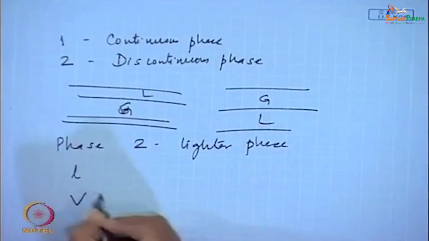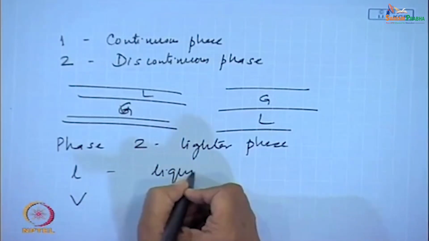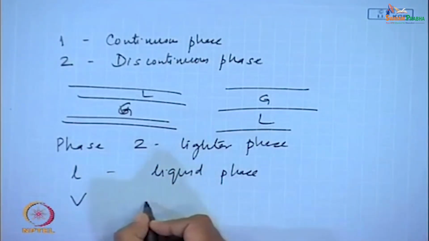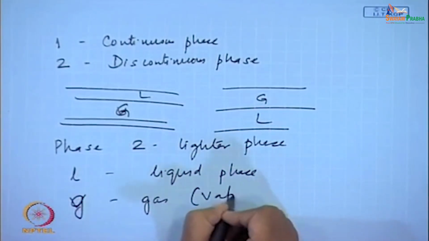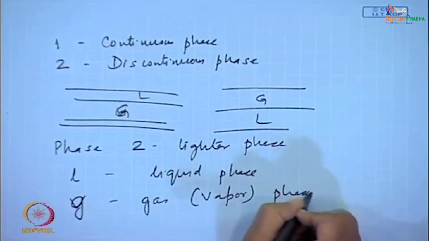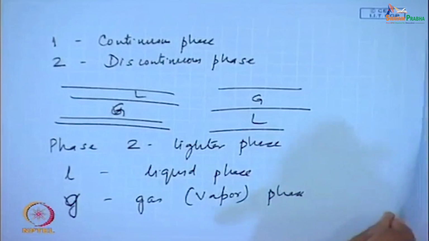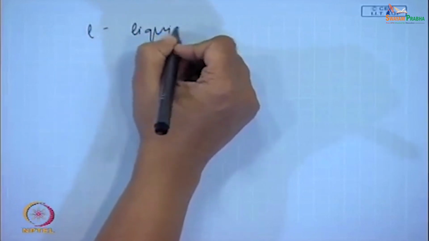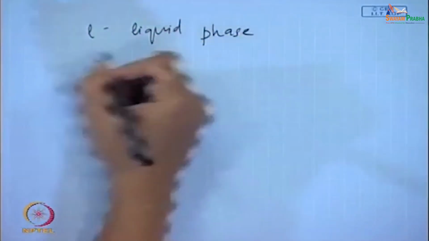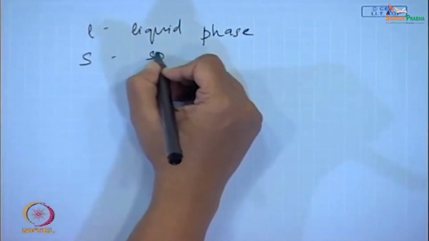Now, you will find in several books that the conventions are, instead of 1, 2, under certain circumstances we would also like to denote it as LG, where L refers to the liquid phase and G refers to the gas phase or the vapor phase. And we also have things like LS, where L refers to the liquid phase and S refers to the solid phase.